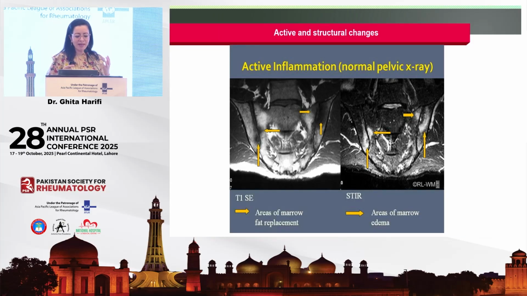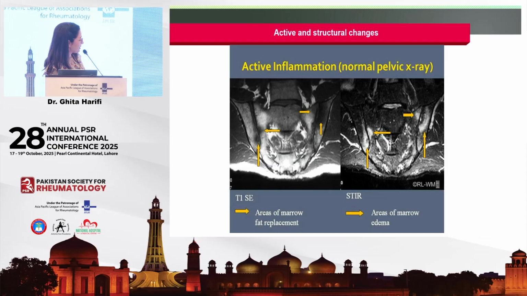So basically, by combining T1 and STIR, you will be able to detect active and structural changes. Active inflammatory lesions on STIR and structural lesions on T1. Usually, T1 and STIR scans should always be viewed simultaneously. We usually have software that allows us to do this. On T1, you can detect fatty metaplasia, and here you can detect erosions, so structural changes. And on STIR, you can see that this area that looked black in here is bright.